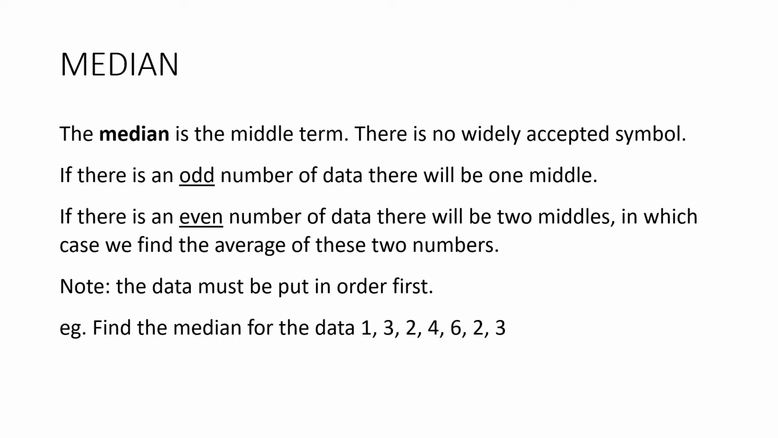Here's an example. Find the median for this data set, 1, 3, 2, 4, 6, 2, 3. Let's put it in order. And we cross off from either side like this until we reach the middle. There's only one middle here, so our median is 3.